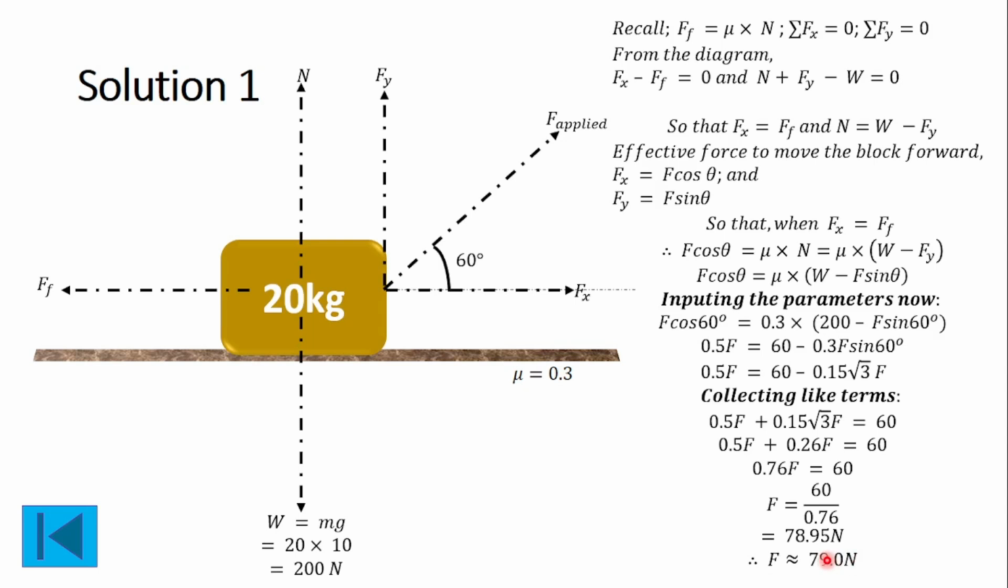So the force applied on the body of 20 kilograms to move it forward on this rough surface, with coefficient of static friction 0.3, is 79.0 newtons.